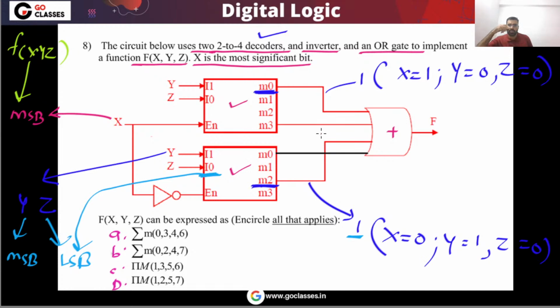Okay, and so on. Now let's see this one. In which situation will this line be 1? This line will be 1 when x is 1 and y is 1 and z is 1. Now similarly, tell me, when will this be 1? This will be 1 when x is 0.